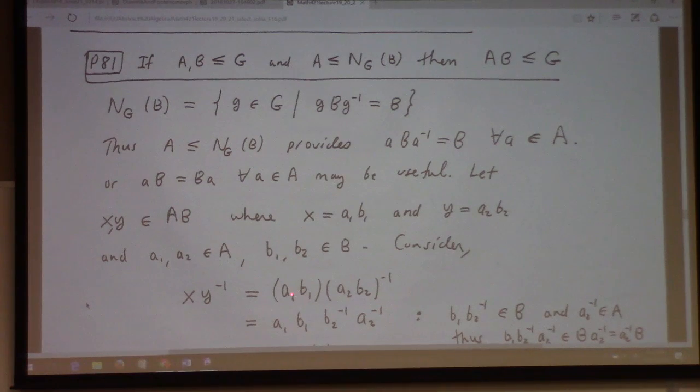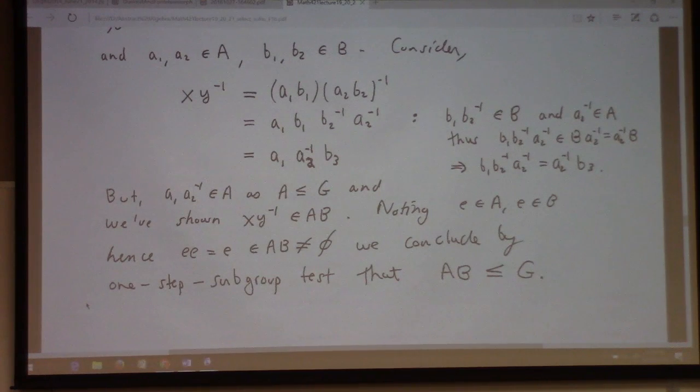But then look what you got: a1 b1 b2 inverse a2 inverse. I'm trying to reformat this so that it looks like something in A times something in B. So this a2 inverse is where it doesn't belong. But I know that I can move a's and b's around using that normality condition I just stated. So I know that b a2 inverse is equal to a2 inverse b, because a2 inverse is an element of A. So that allows me to trade b1 b2 inverse a2 inverse for a2 inverse times b3, where b3 is just some element of B.